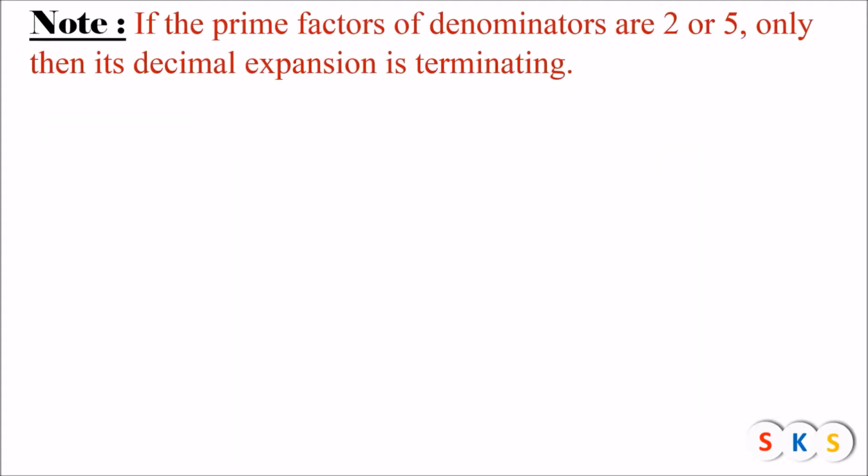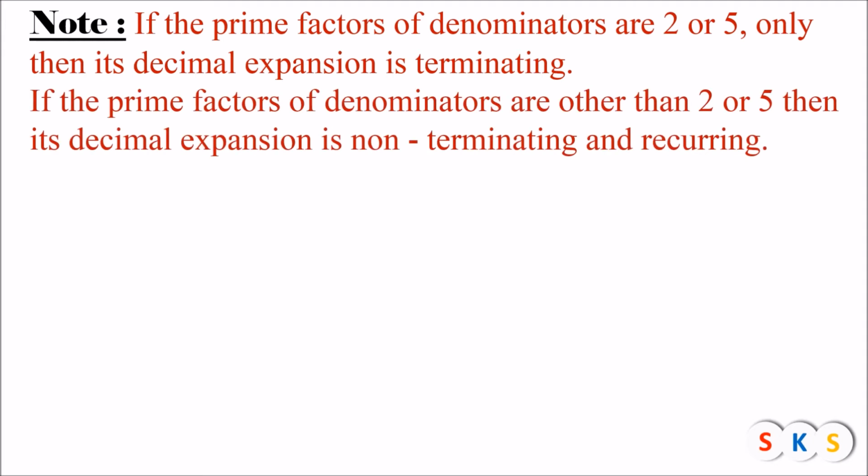Make an important note over here. If the prime factors of the denominator are 2 or 5, only then is its decimal expansion terminating. When the decimal form of a rational number is terminating, the prime factors of the denominator will be 2 or 5.